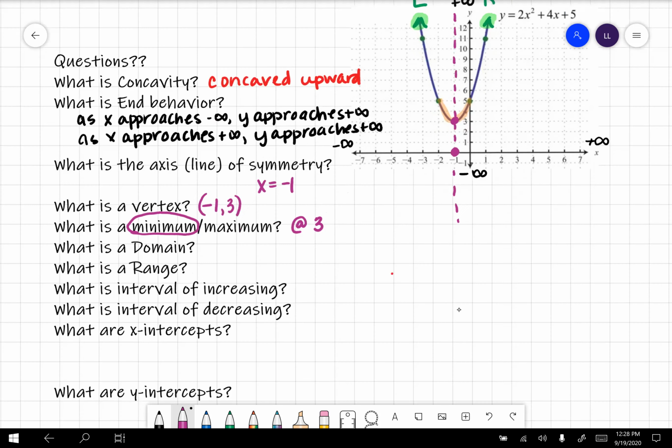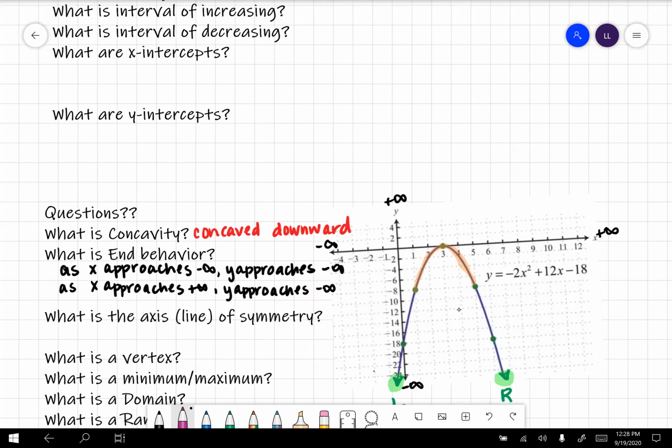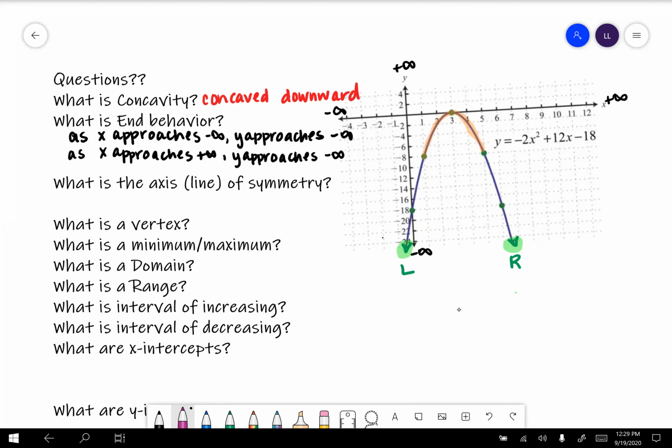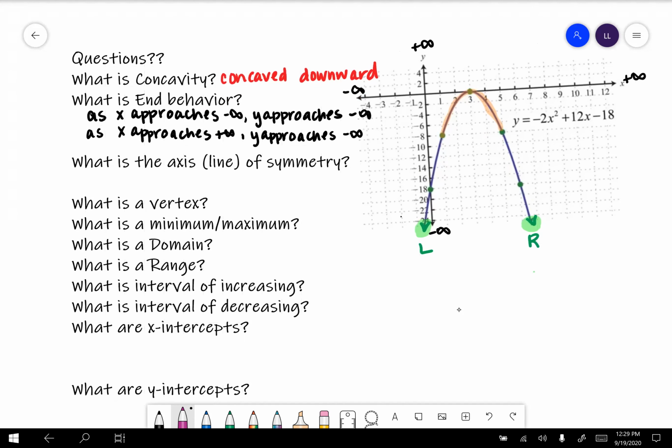Now try another one. So what is the axis of symmetry and the vertex and the minimum or maximum of this graph? And is the vertex a minimum or maximum? Pause the video here and try again.